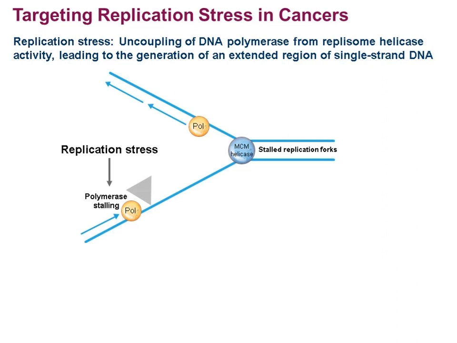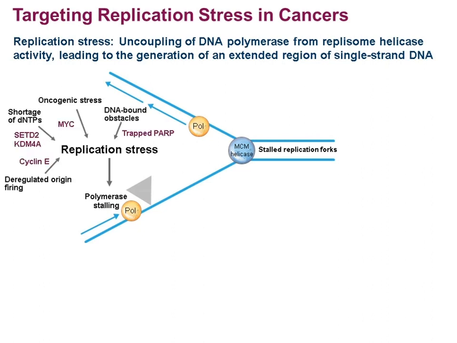So as the helicase unwinds the DNA, the polymerase should be coming behind it, and it should be synthesizing the nascent DNA strand. But if you end up having some blockage or delay in the ability of the polymerase to synthesize DNA, then what you end up with is an extended region of single-strand DNA, which is very sensitive to cleavage. There are many different mechanisms by which you can increase replication stress.